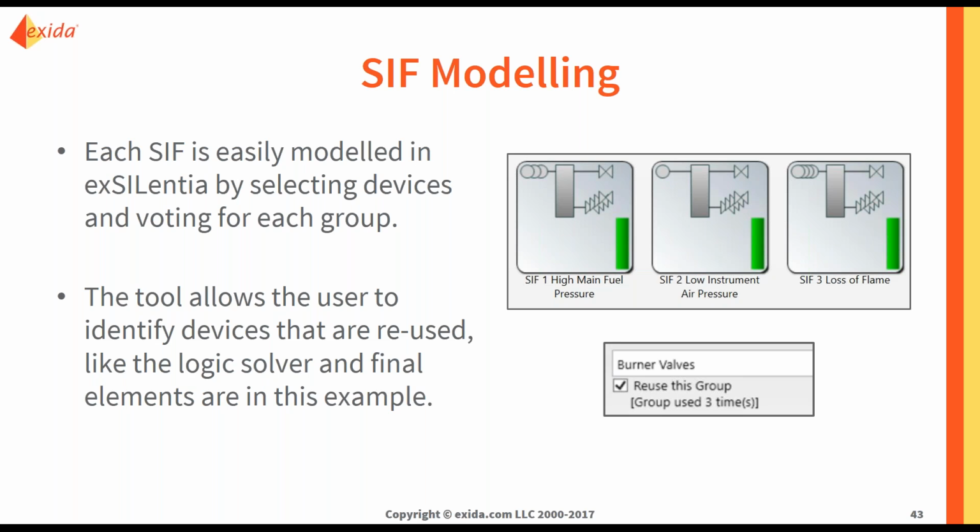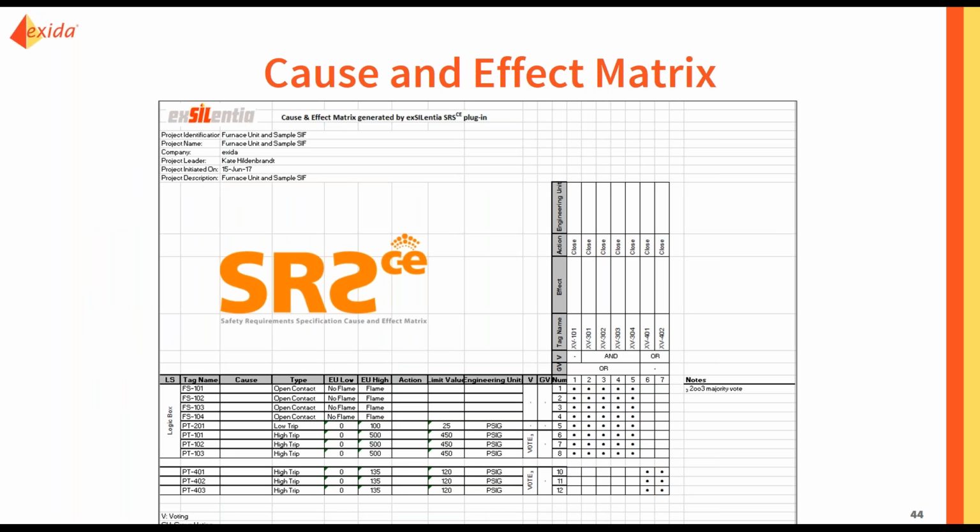Another way to take a look at how your devices are being used is with a cause and effect matrix. This is an output of exSILentia. So if you take a look at this matrix, you'll see that each SIF is categorized by its logic solver. So you see logic box there on the lower left-hand side. And the next column is showing every single sensor that is giving a signal to that logic box. So you see your 4 flame scanners and the 4 pressure transmitters of our example.